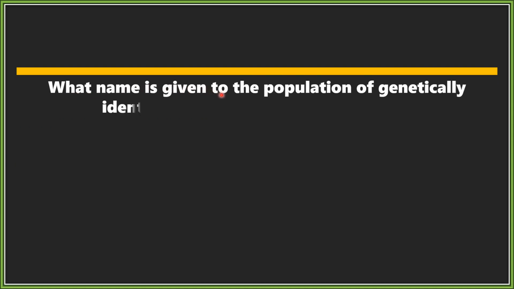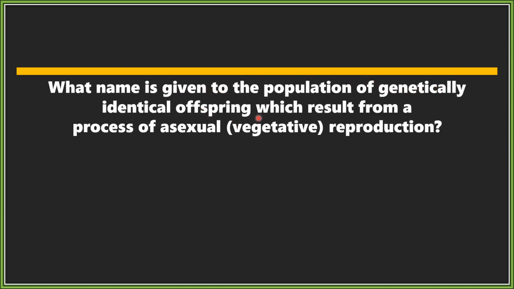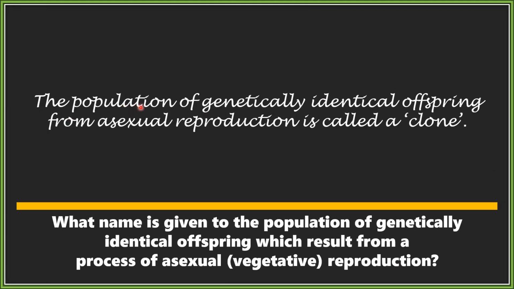What name is given to the population of genetically identical offspring which results from a process of asexual vegetative reproduction? The population of genetically identical offspring from asexual reproduction is called a clone.